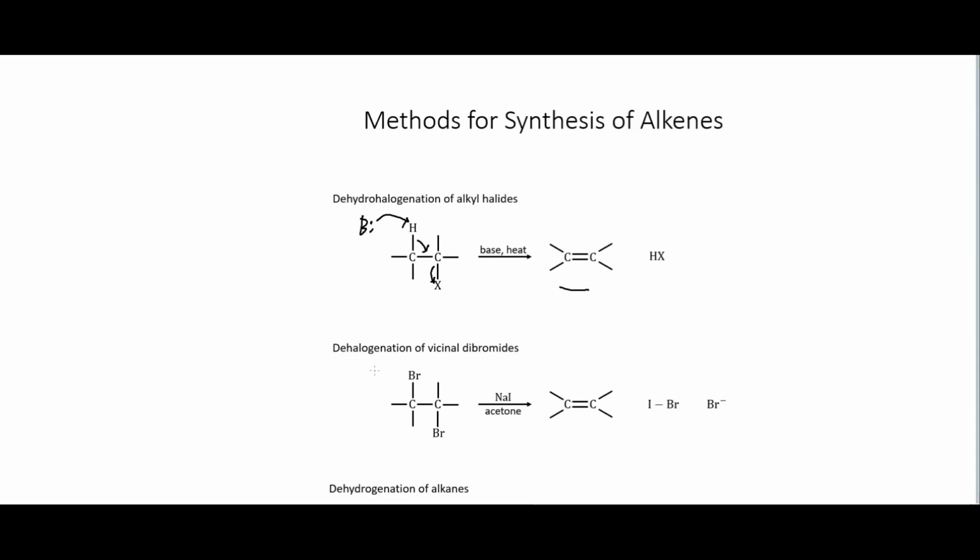We also have the dehalogenation of vicinal dibromides, so we might use something like iodine. It binds with that bromine. This goes down to form the double bond. This goes and leaves. We form our alkene. We get our leaving group here, and that iodine and bromine bound together.